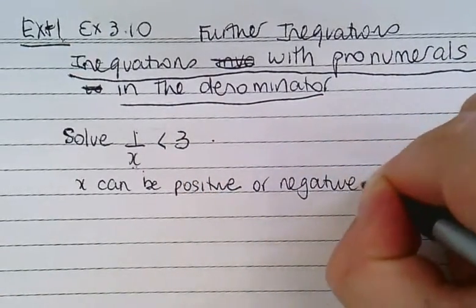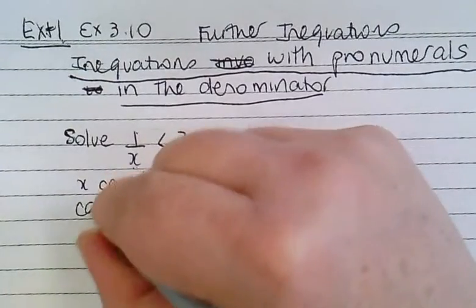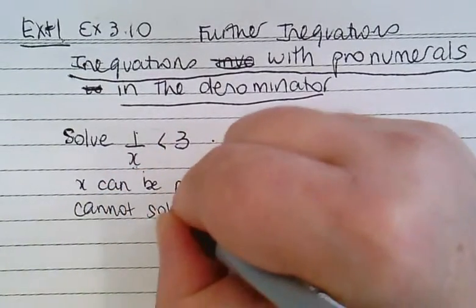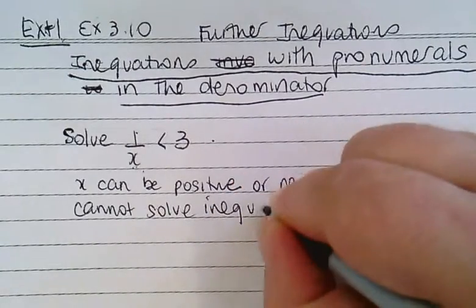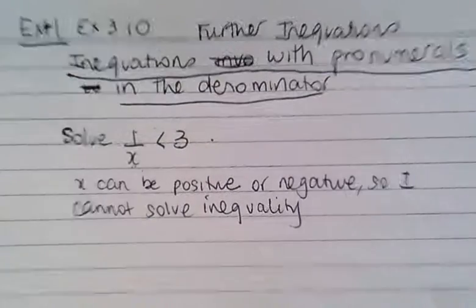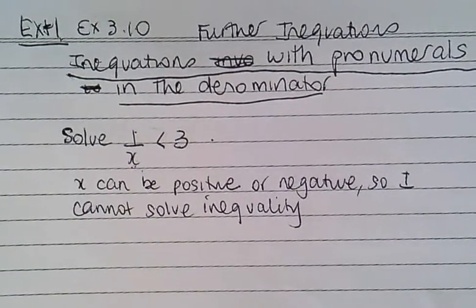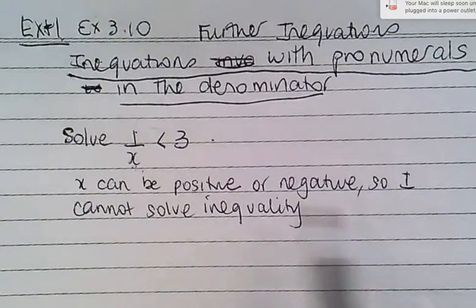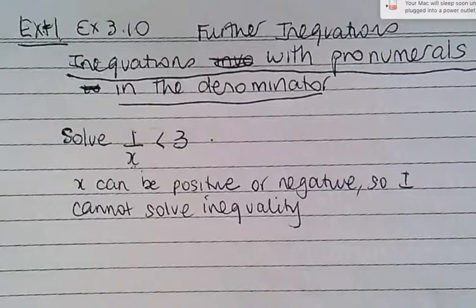So I cannot solve the inequality because you don't know whether you keep the inequality sign the same or you have to turn it around. It might be the same for some values of x. When x is greater than 0, that inequality sign will stay the same way. But when x is less than 0, the inequality sign has to change. But we don't know the values of x in this solution. So x can be positive or negative, so I cannot solve the inequality.